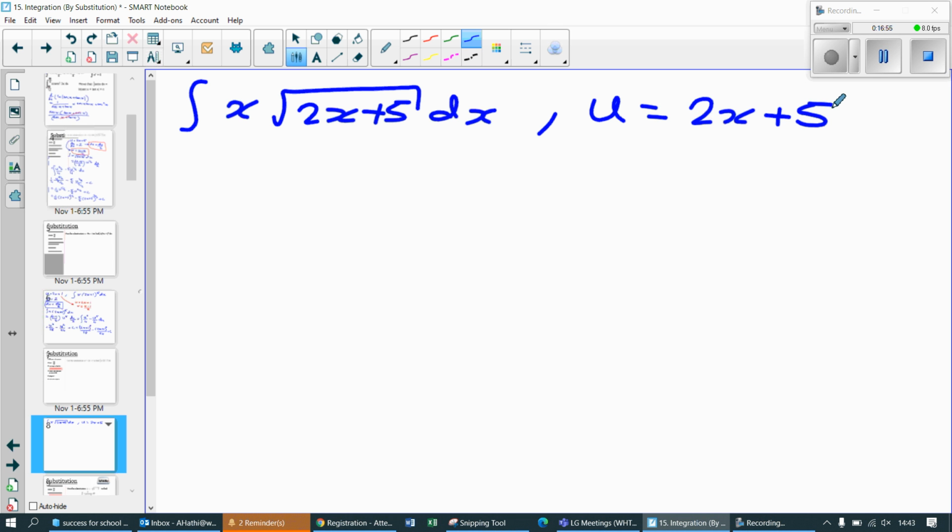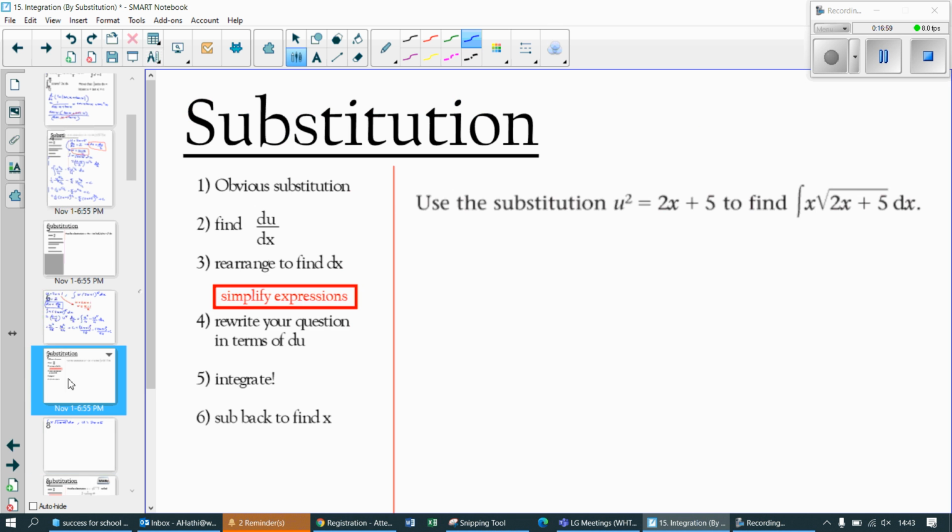It is not the only substitution we can use. If you look at this question, they've said to use the substitution u squared equals 2x plus 5. If a question comes up like this, you have no choice, because it says use that. If it says using this substitution or otherwise, you can choose. But as a rule of thumb, don't ever choose something that's not there. There's a reason they've told you to do it that way. Do it that way.